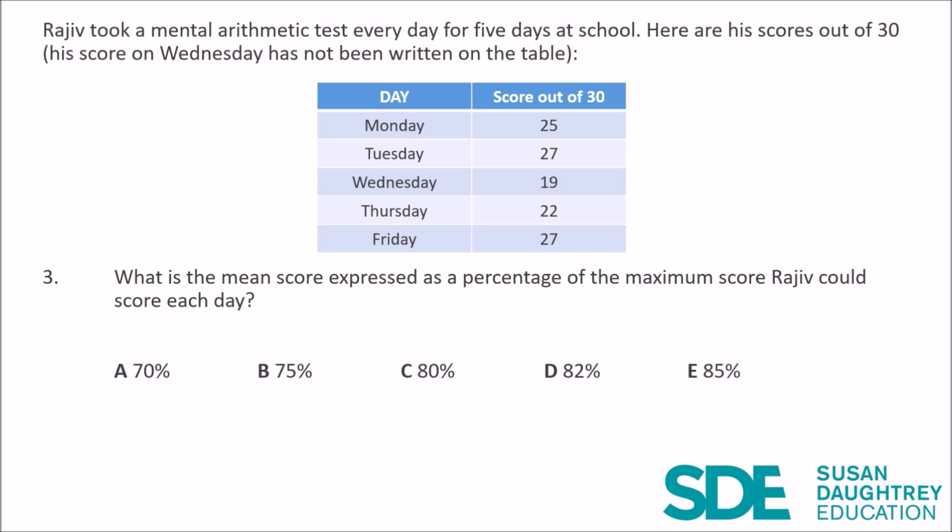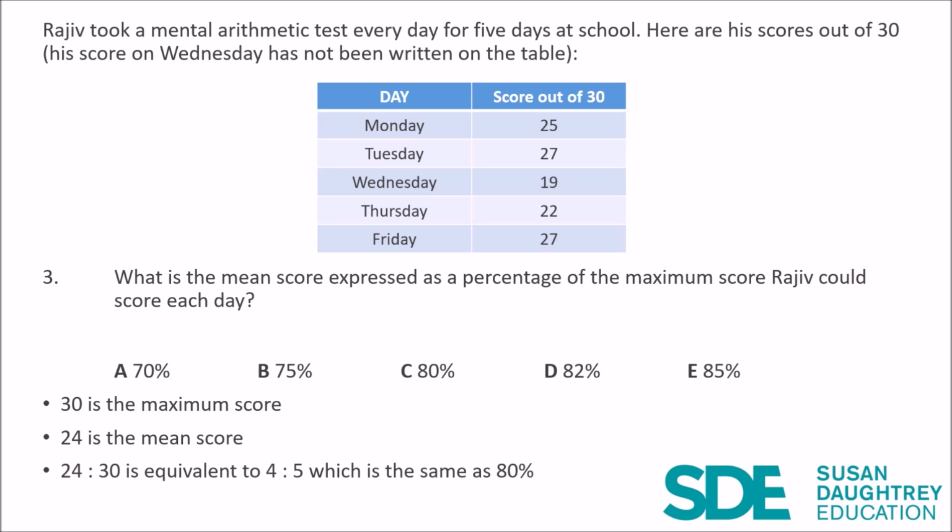What is the mean score expressed as a percentage of the maximum score Rajiv could score each day? Well, we're told in the information above the chart that the top score would be 30. We know that his mean is 24. So we're trying to express his mean score as a percentage of the maximum score. That is 24 to 30.